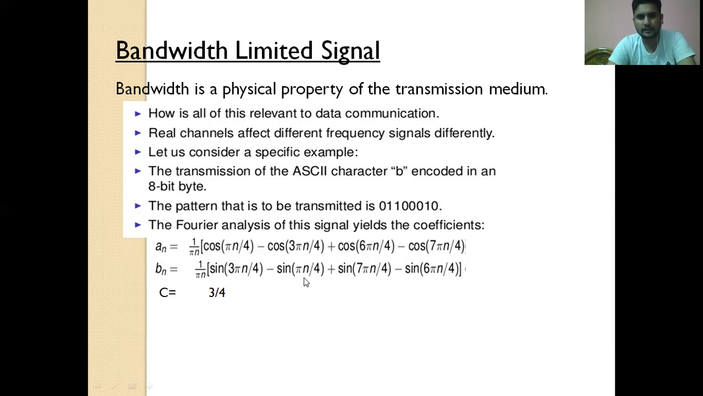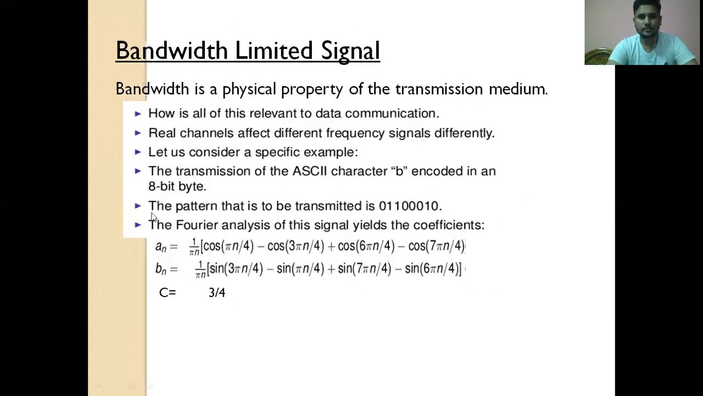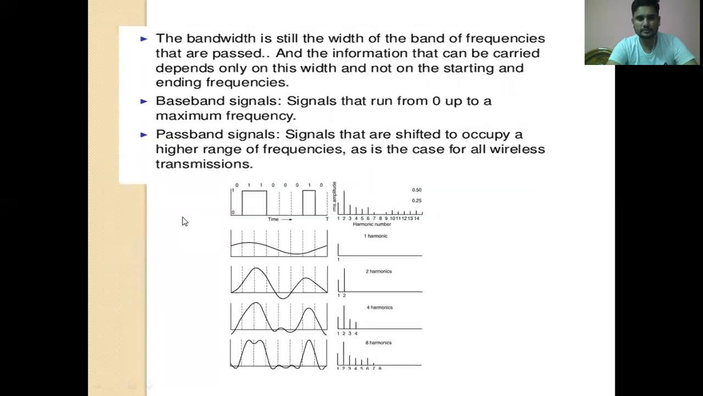The mathematical derivation part. No transmission facility can transmit signals without losing some power in the process. If all the Fourier components were equally diminished, the resulting signal would be reduced in amplitude but not distorted. This is all about bandwidth limited signals.